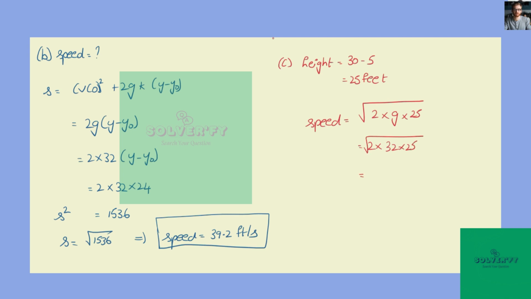So this is going to be 2 multiplied by 32 multiplied by 25. So the square root of 1600 is going to be 40 feet per second. So this has to be subtracted by the original speed, let's give OS as 40 minus 39.2, which is going to be 0.8 feet per second, and the required answer is obtained.